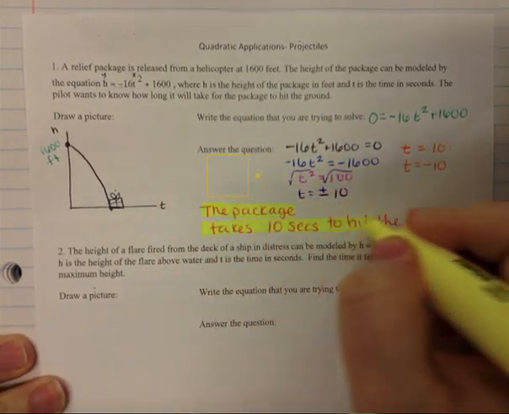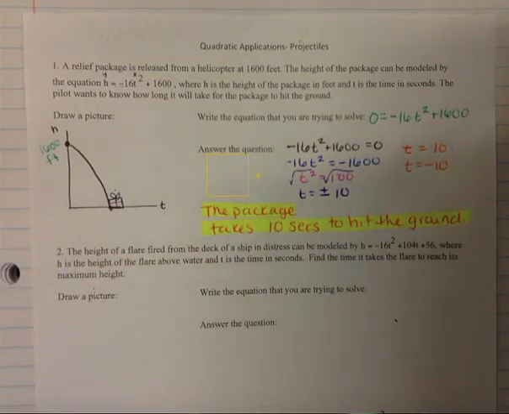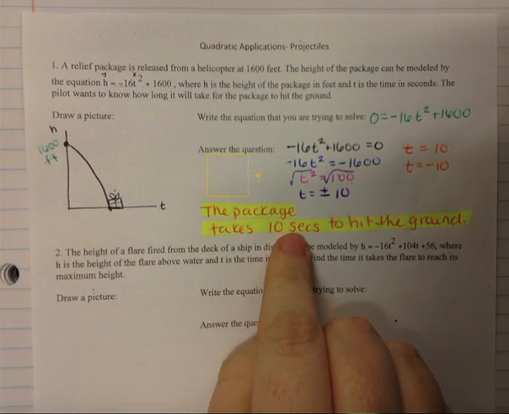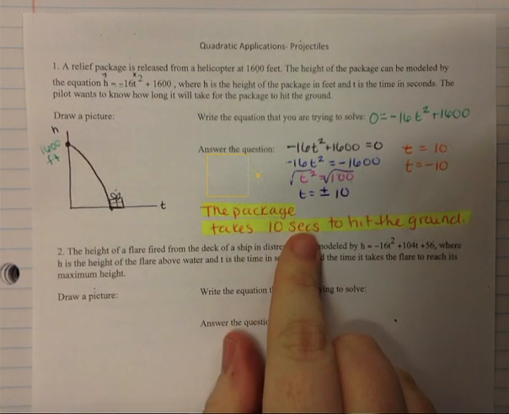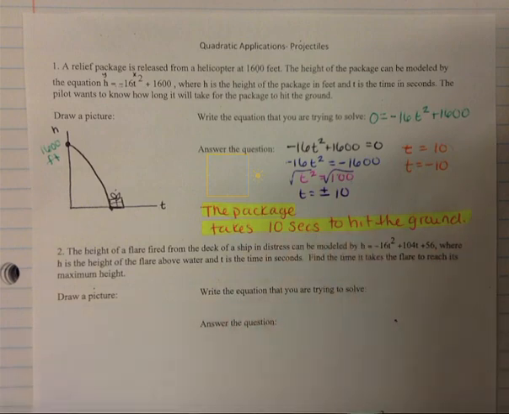We wrote it in a complete sentence because we want to make sure that when we write our answer, it actually makes sense. Because if you're writing it in a sentence, you're more likely to read it as, does it make sense or not.